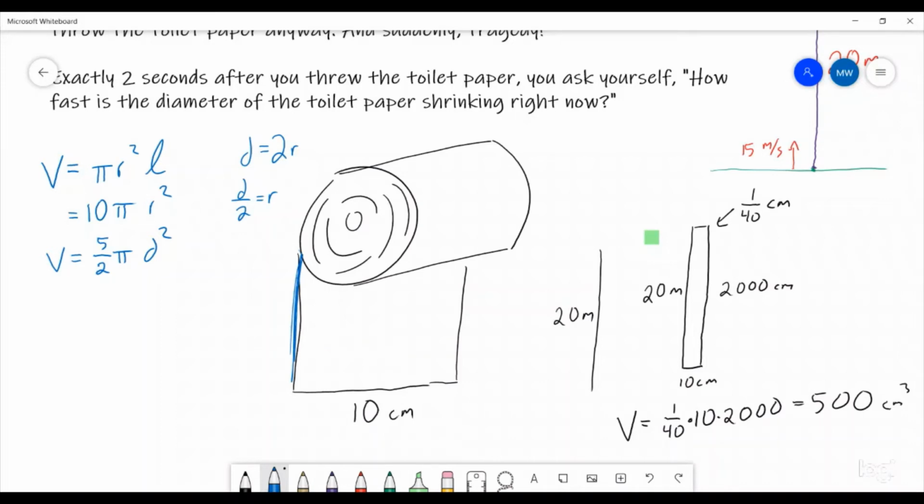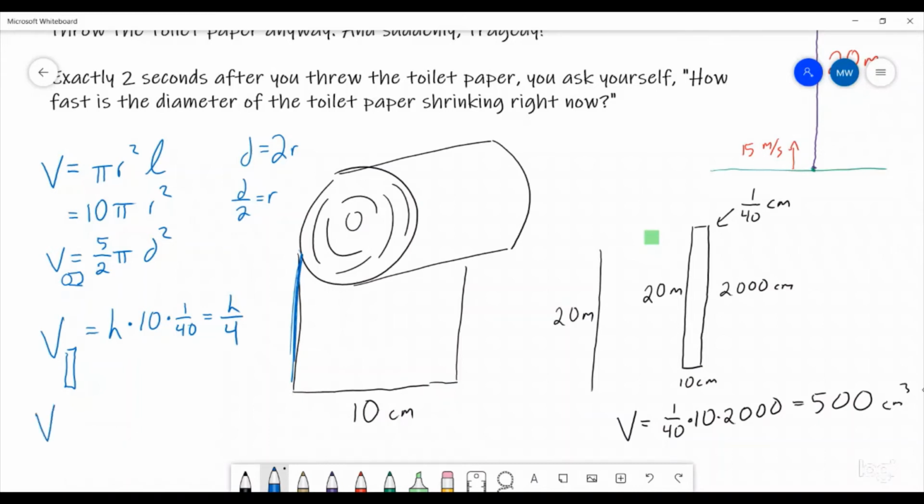But we also know how much volume is going to be used up. We know the volume of the toilet paper that's been pulled out, so the volume of our strip versus the volume of the cylinder. The volume of the strip is going to be equal to our height times 10 times 1/40. So this is equal to h over 4. So there we go. We have some sort of connection between the volume of the strip and the volume of the cylinder.